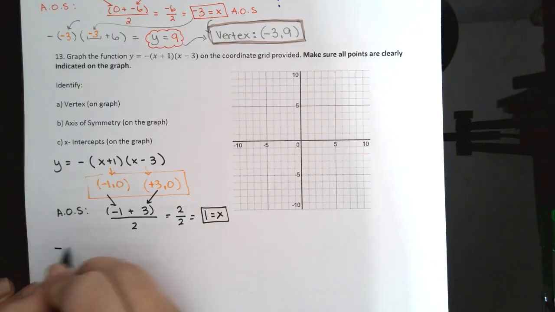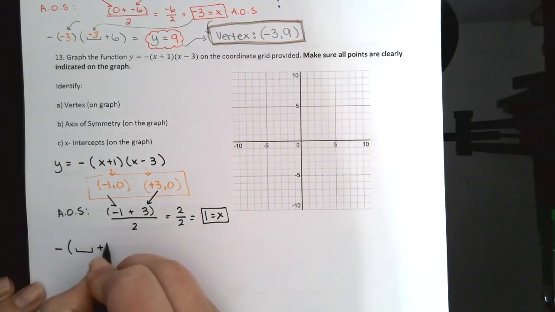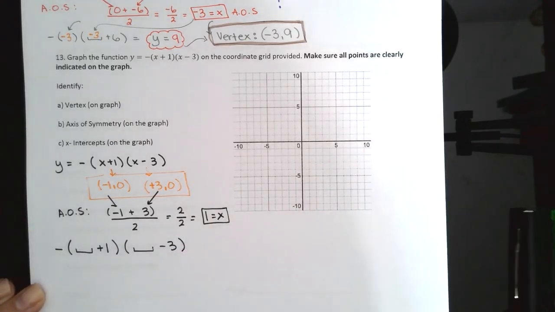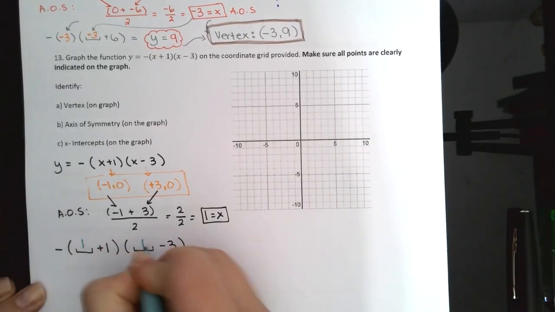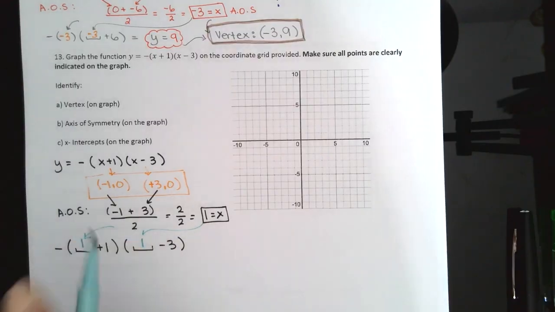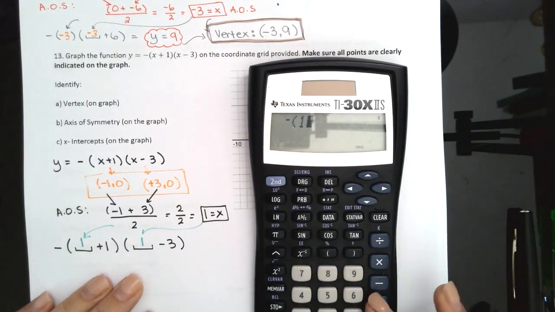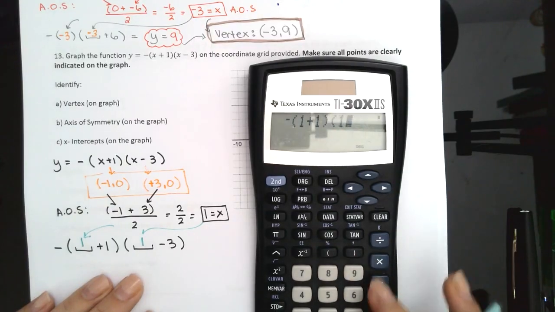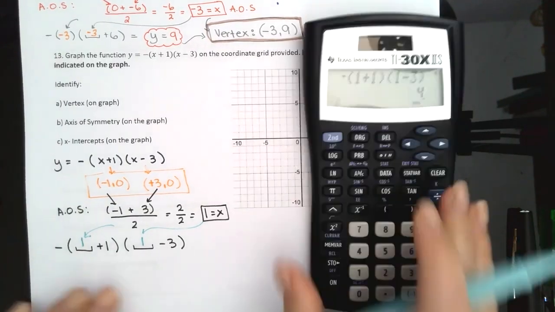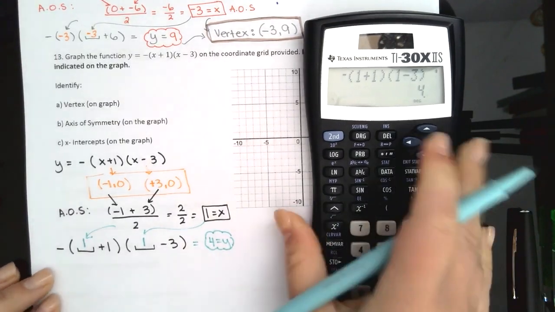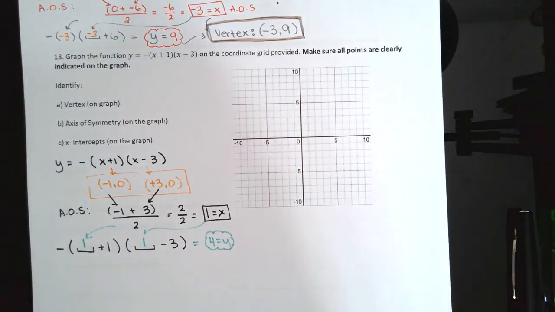Then we're going to open up our original. We're going to put in our axis of symmetry, 1. We're going to type this into the calculator. Negative, open, 1 plus 1, close it, open, 1 minus 3, close it, and I get 4. Again, thinking bubble, because this does not answer any sort of question. This is part of our answer for your vertex.